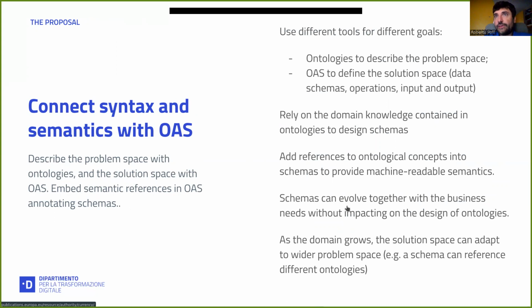Then, reference in the OpenAPI schemas, or the JSON schemas, all the ontological classes and properties that apply, so that consumers do not need to interpret out-of-band documentation or prose. In this way, schemas can evolve together with the business needs, without impacting on the design of ontologies. As the domain grows, the solution space can adapt to a wider problem space. For example, a schema can reference different ontologies.